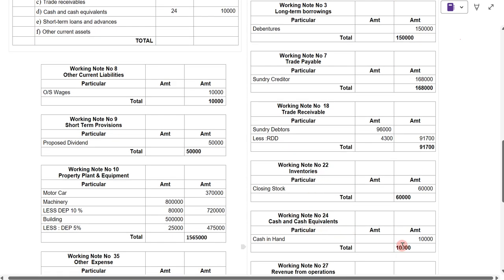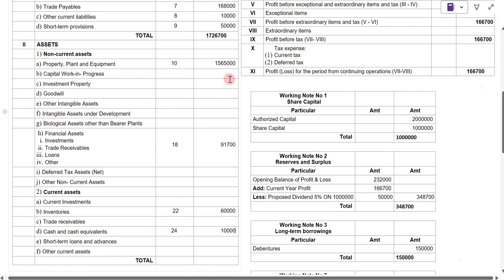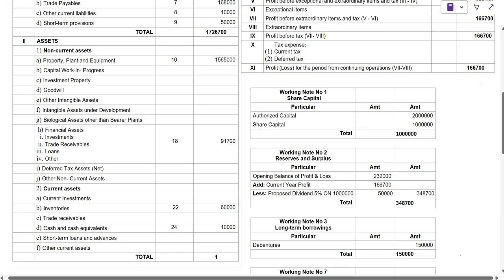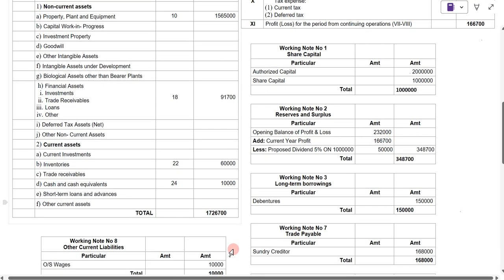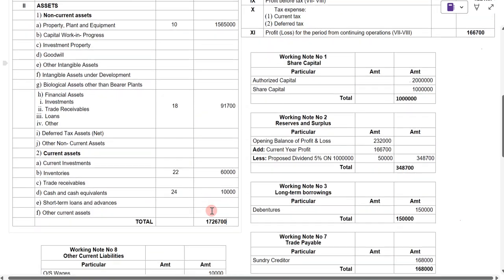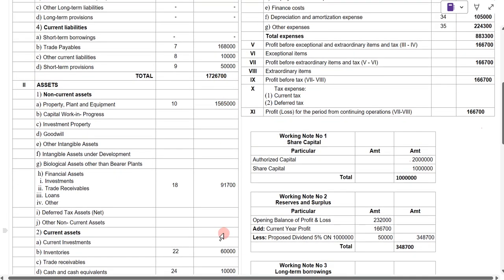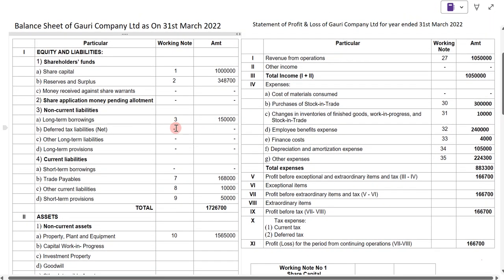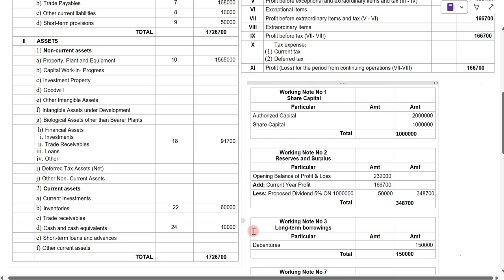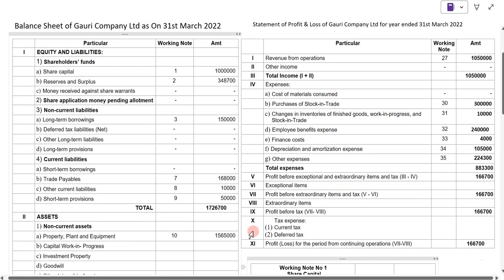Okay, here we have prepared the totals. Now add all the assets. Once you add all the assets, you will get 17 lakh 26,700. So you can see that the liabilities total and the assets total are the same. That means our sum has been tallied. It is necessary to tally liabilities and assets. So in this way you have to solve the company's final accounts.